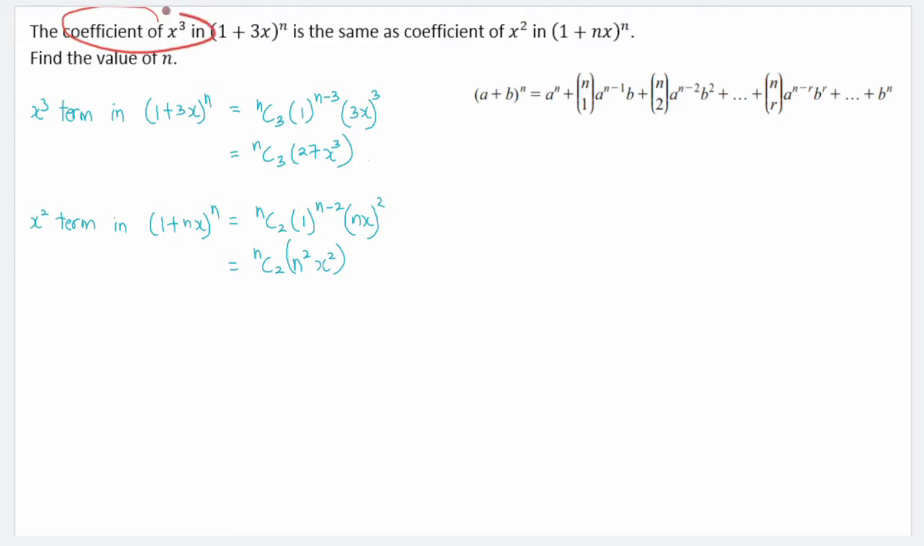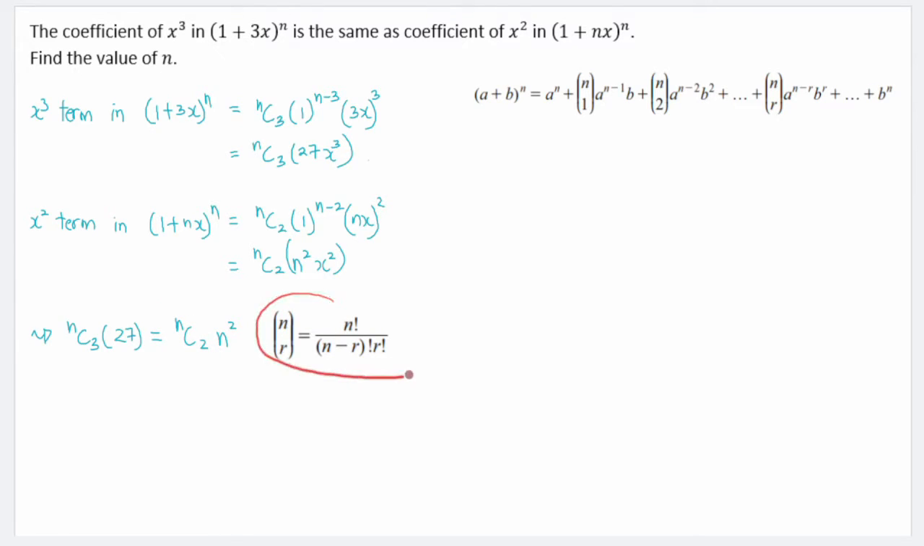Since we know the coefficient of x cubed and the coefficient of x squared in these two functions are the same, we equate them together, and that gives us nC3 multiplied by 27 equals nC2 multiplied by n squared. In this case, I ignore the x cubed and x squared since we are only interested in the coefficients. In order to solve for the value of n, we need to make use of the formula where nCr is equal to n factorial divided by (n minus r) factorial divided by r factorial.